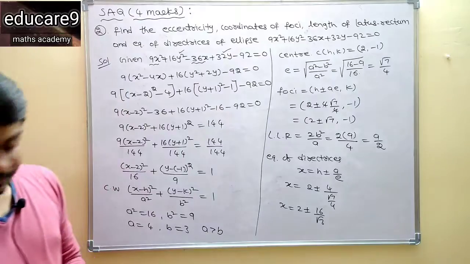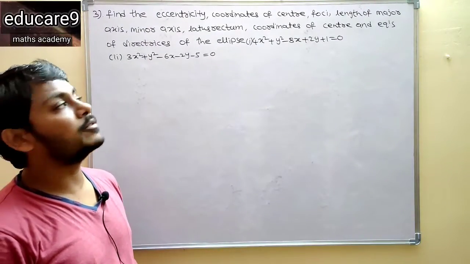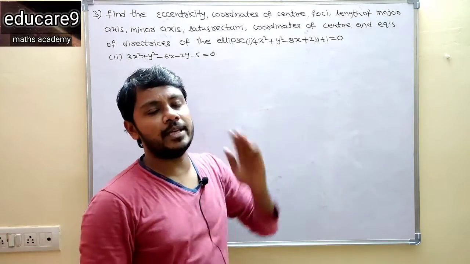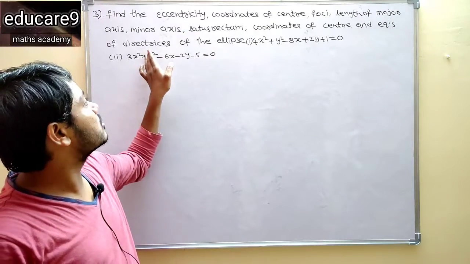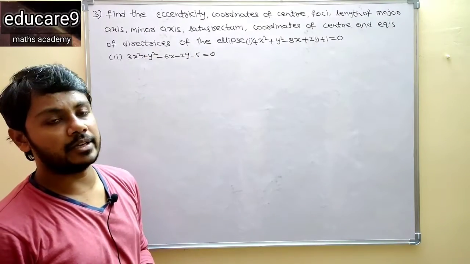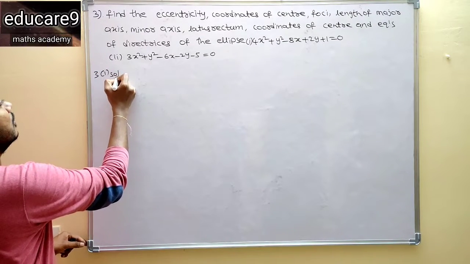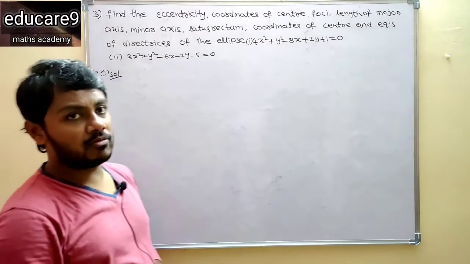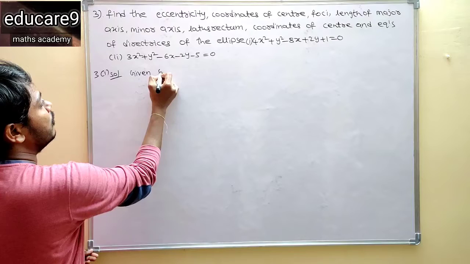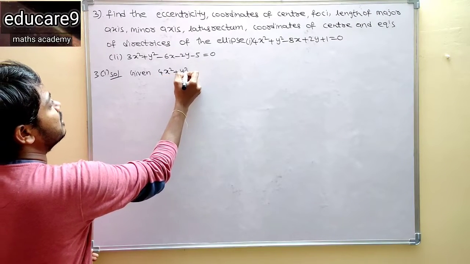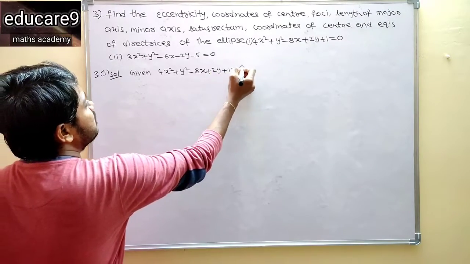Okay, so see question number 3. Here also find the eccentricity, coordinates of the center, foci, length of major axis, minor axis, latus rectum, and equations of directrix of the ellipse given. See the first one, third bit, first solution. What is the given equation? Given equation is 4x square plus y square minus 8x plus 2y plus 1 is equal to 0.